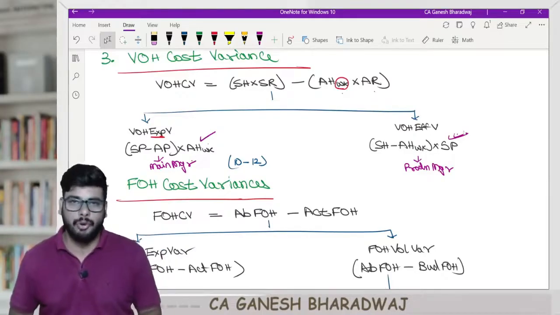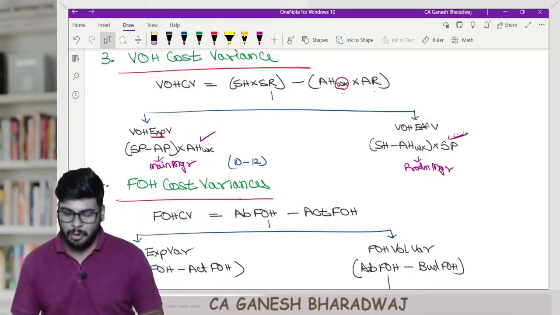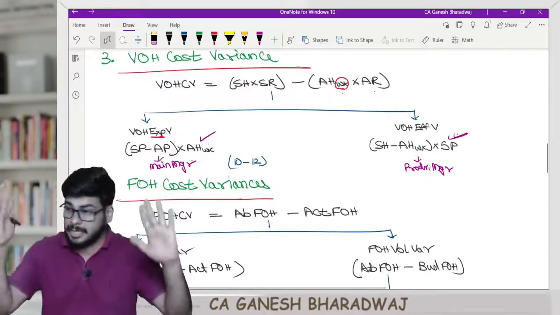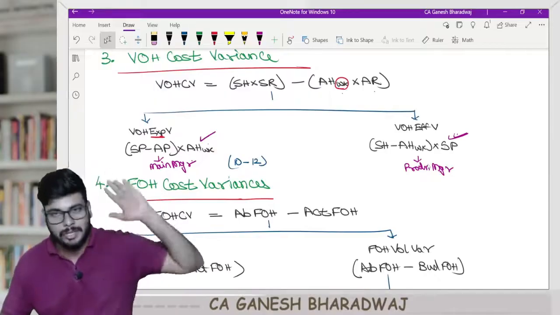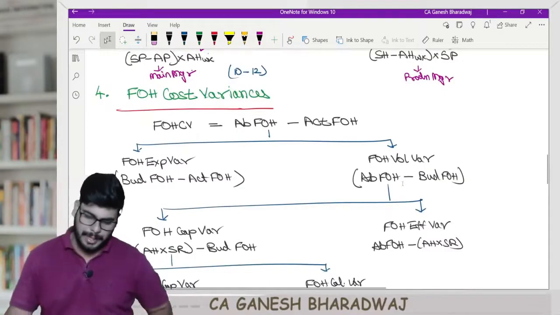Now, where will you go wrong? You tell me. Clear with this, guys? That is the entire story about variable overhead cost variance. Here, efficiency variance is not further classified into mix and yield; that concept itself is not there. It stops here. Now, let's go on to the next one, which is fixed overhead cost variances.